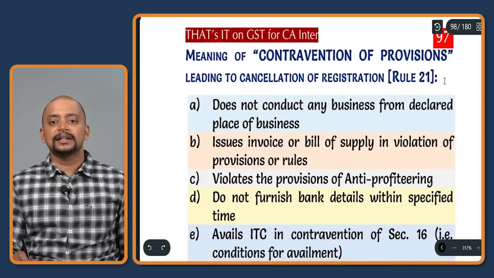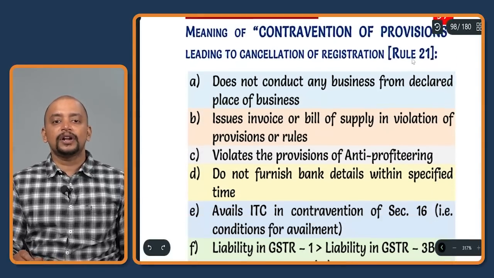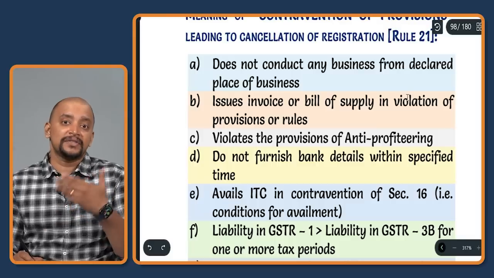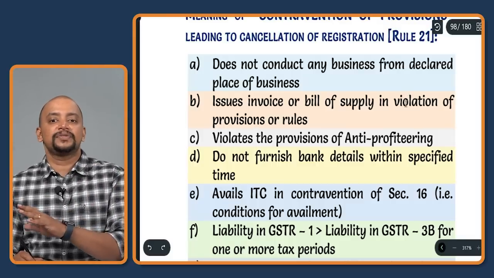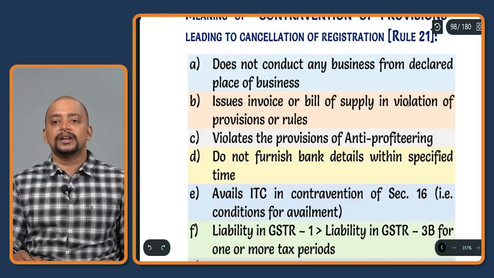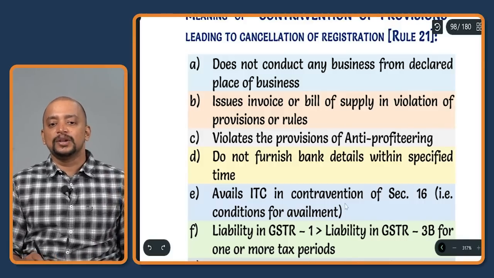Then next, what is the meaning of contravention of the provisions of act or rules? For that, we need to remember total 7 points. What are the provisions that contravention of which will lead to cancellation of registration? 3 wrong things: wrong invoice, wrong ITC, wrong address. First one, wrong address. Then wrong invoice. Then wrong ITC, point number E.